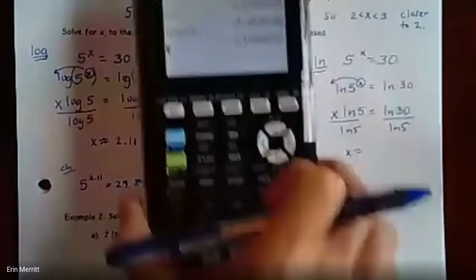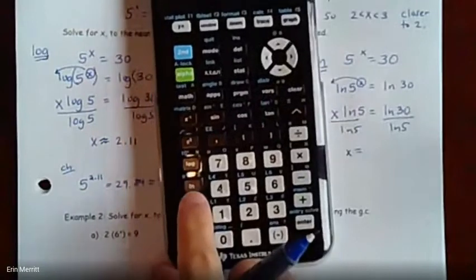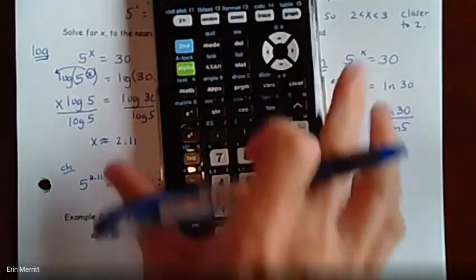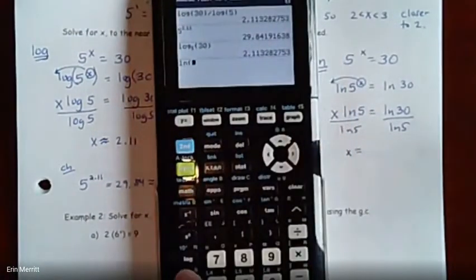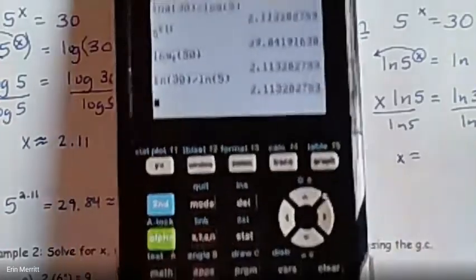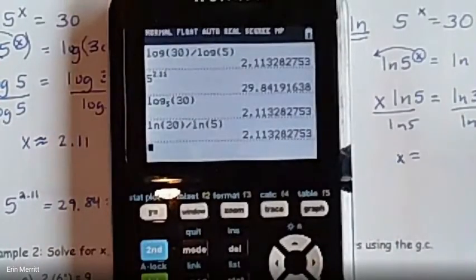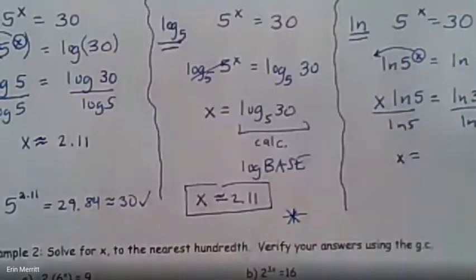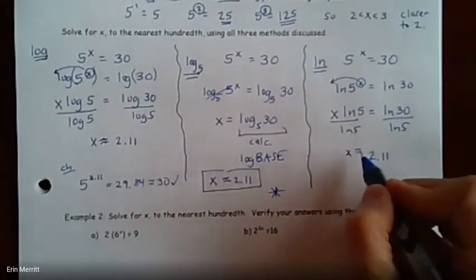And just to prove it to you, natural log we know is that ln button right beneath where the log button is. So on my calculator, if I do ln of 30 and then close that up, divide it by ln of 5, there's that same 2.11, all right? So you can see no matter which way we did it, every single time we were getting that same answer there, all right? So there's that 2.11-ish. Let me zoom back out there. There we go.